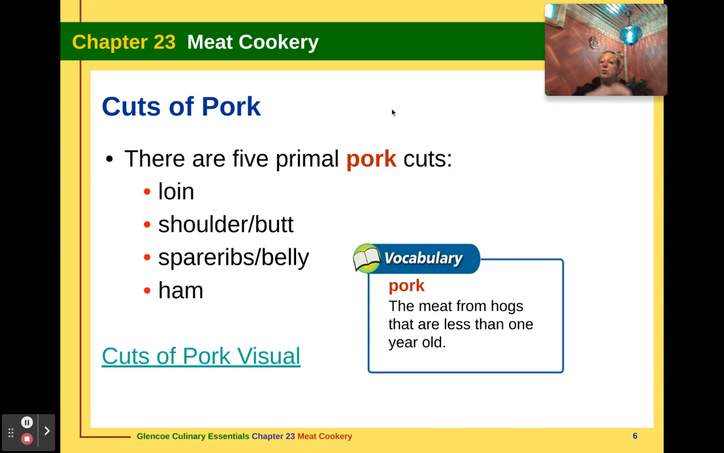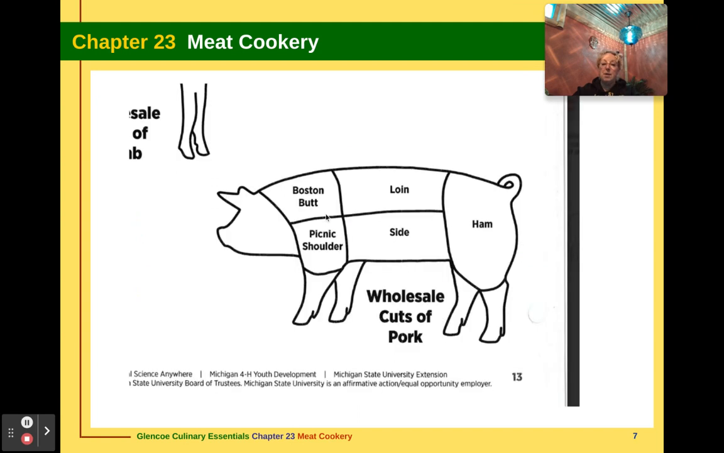So we'll start with pork. Pork is a little bit easier to look at in the breakdown. So there are 5 primal cuts of pork, and you will see these at the grocery store or in food service. So there is the loin, the shoulder, or the butt. The butt is not actually from the rear. It actually does come from the front. And then there are spare ribs or the belly. And then there is the ham. So we're talking about pigs.